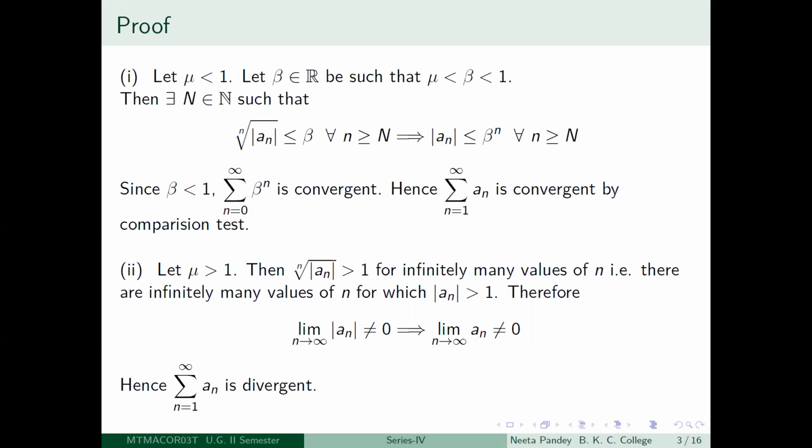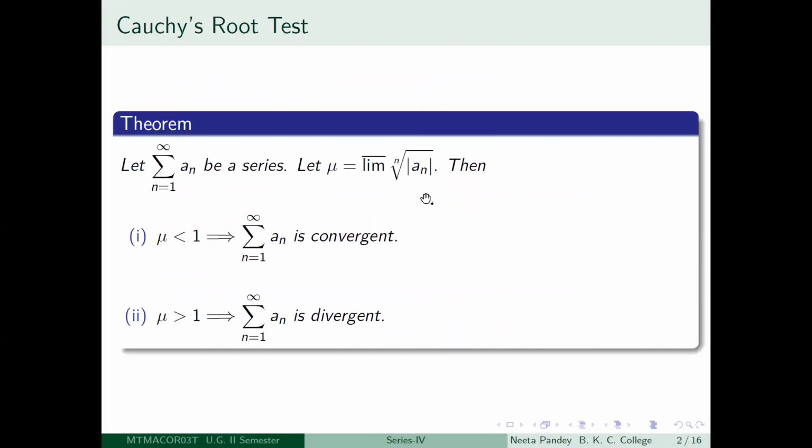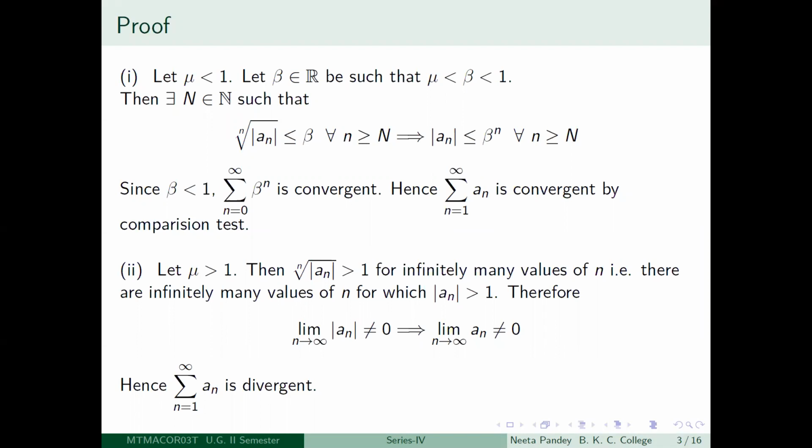Now, since mu is the lim sup of nth root of modulus an, by definition, or rather by an equivalent characterization, there is a positive integer capital N, so that the nth root of mod an will be less than or equal to beta after the capital Nth term. So for all little n greater than or equal to capital N, you will get nth root of mod an less than or equal to beta. So now you just take the nth power of this inequality. What do you get? That mod an is less than or equal to beta to the power n for all little n greater than or equal to capital N.